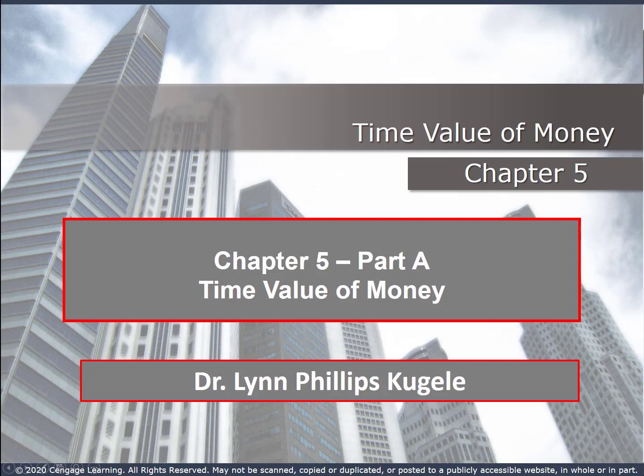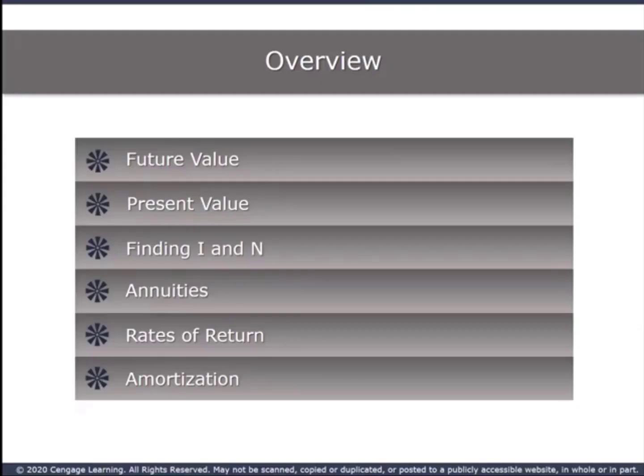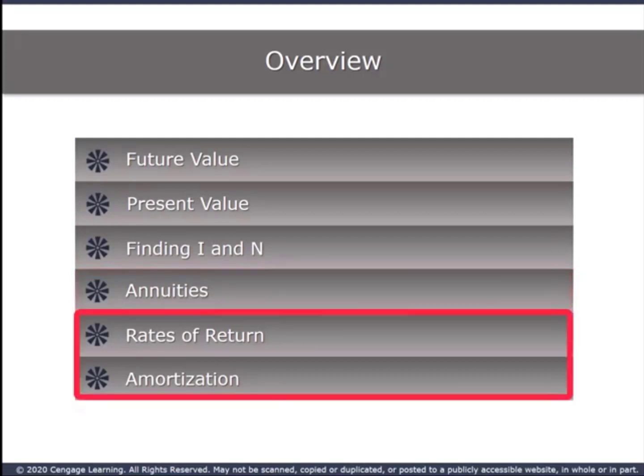Chapter 5 introduces one of, if not the most fundamental concept in finance, time value of money. This is such an important topic that the chapter is divided into 3 parts. In this Part A, we'll cover the basics of time value of money. In Part B, we'll cover annuities, and in Part C, we'll expand into related topics of rates of return and amortization.